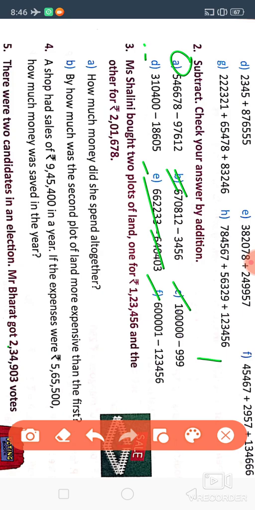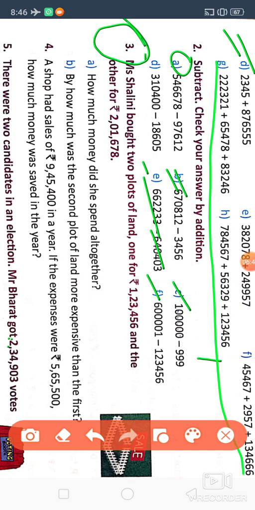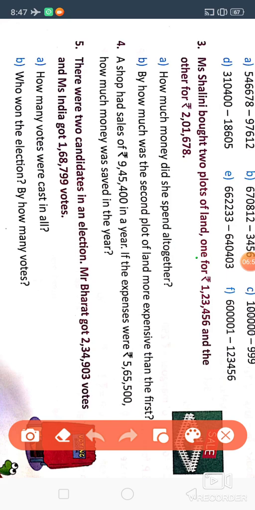Now coming to question number 3. One more thing, question number 1 also, all the questions you will do in your copy. It is addition only, simply you have to do. So question number 1 and question number 2 is your homework. Now come to question number 3. Okay, so question number 3 is given.